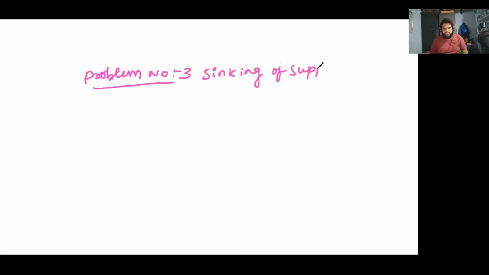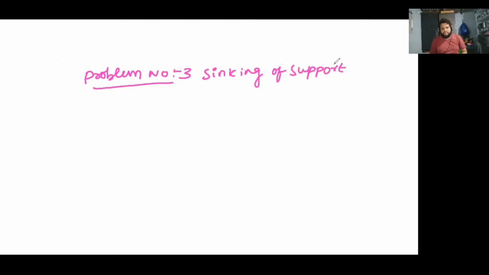Today I'm going to take up problem number 3. Problem number 3 is about sinking of supports. So what is the sinking of support? What do you mean by sinking of support?